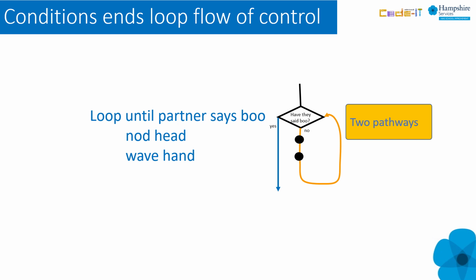We might say something like, have they said boo? No they haven't. Nod head, wave hand. Let's go down the orange pathway. Have they said boo? No they haven't. Nod head, wave hand. Go down the orange pathway. Have they said boo? Yes they have. Let's go down the blue pathway and we're out of the loop.